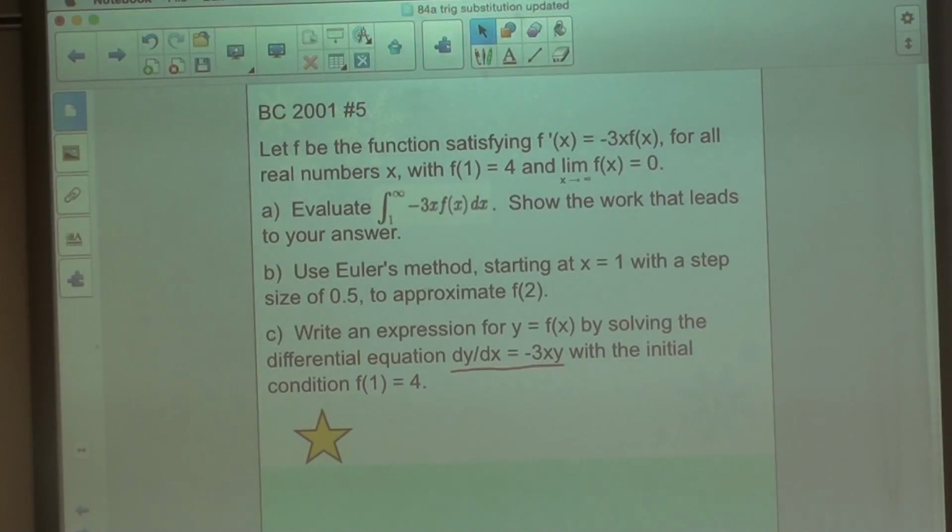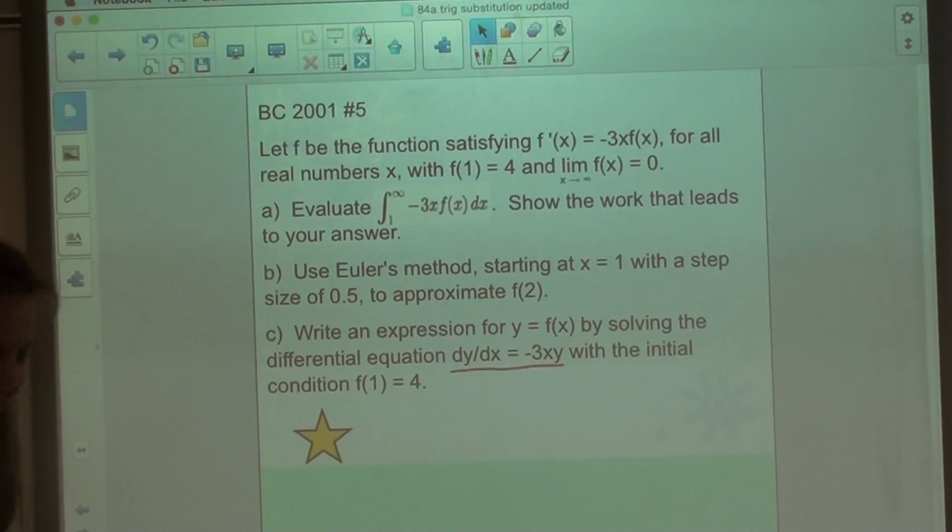Negative 4. Oh, I got it. No, because okay, so you do f of x from 1 to infinity, and when you plug infinity into f of x, as f of x goes towards infinity it goes to 0, and then 0 minus plug 1 in, you get 4.